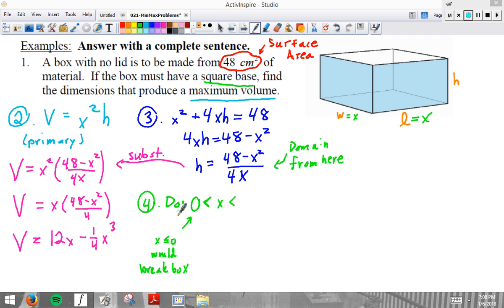The exact argument we used over here would work here. H has to be not 0. H has to be positive also. So if we're thinking about h having to be bigger than 0, then x has to be less than the square root of 48. Because if x were bigger than the square root of 48, then h would be less than 0 or equal. That's why x has to be less than root 48.